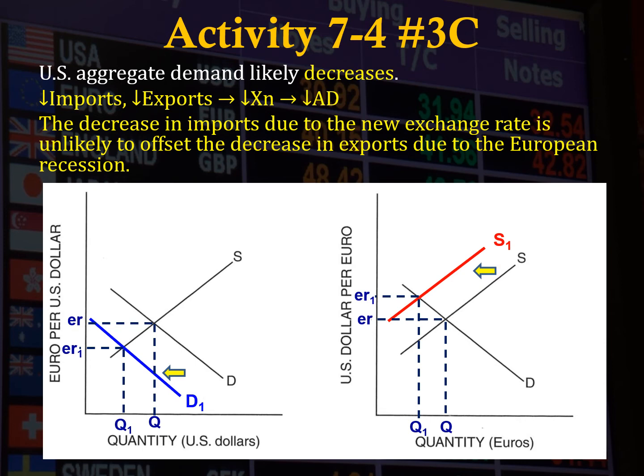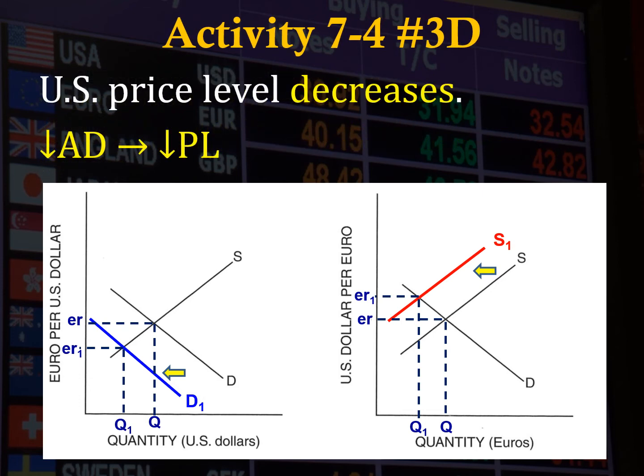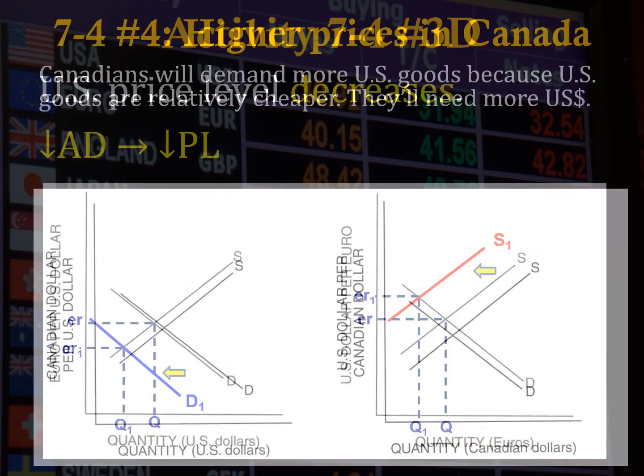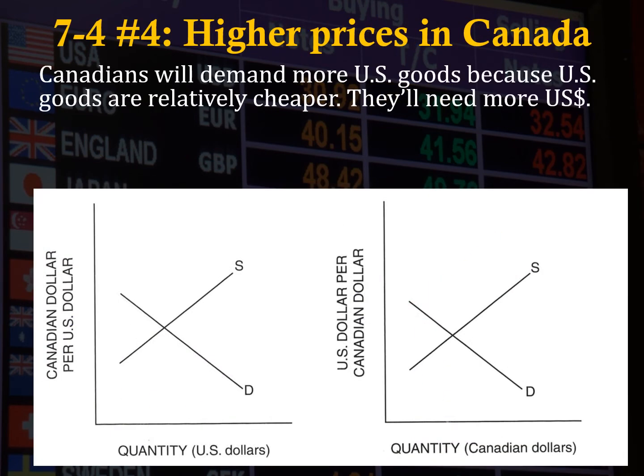As a result, net exports go down, aggregate demand goes down, which means price level goes down. So that's number 3. Number 4, the price level in Canada increases relative to the United States.